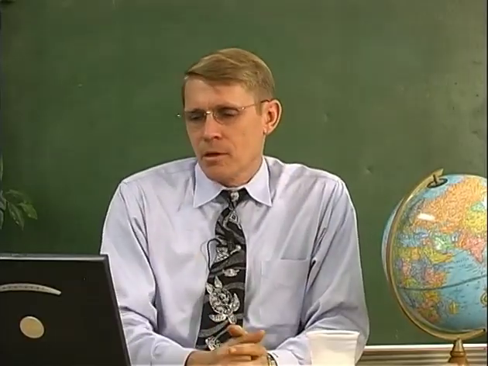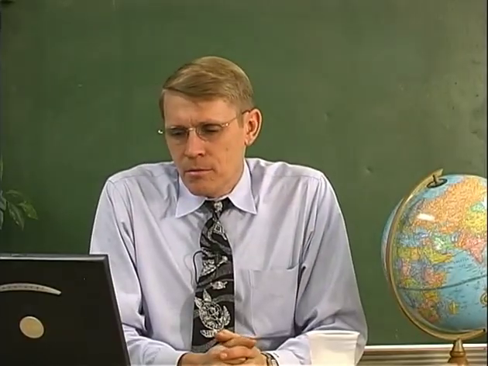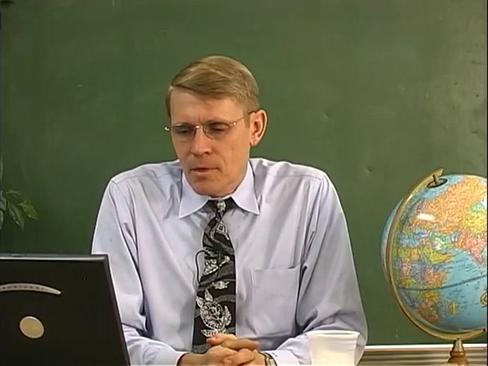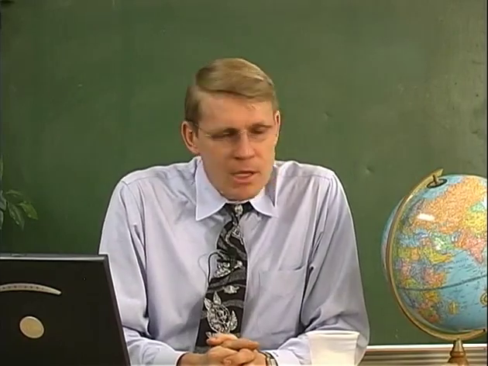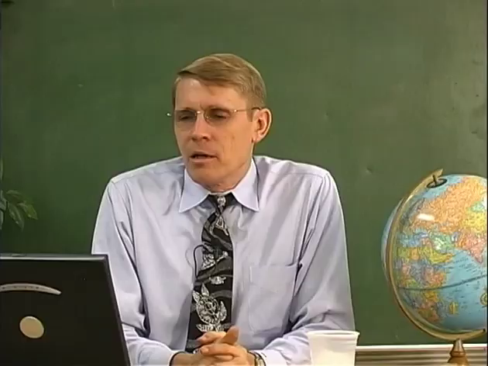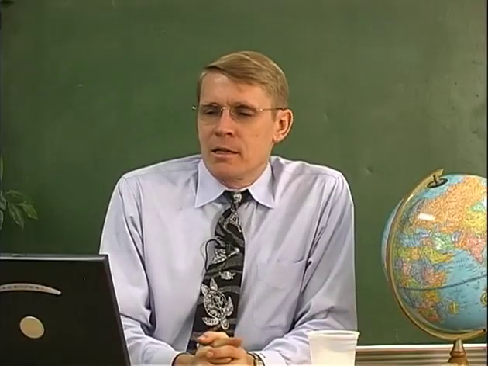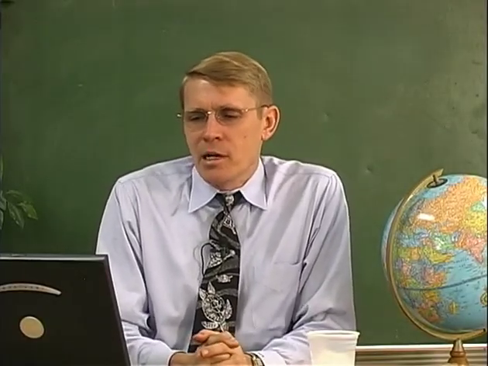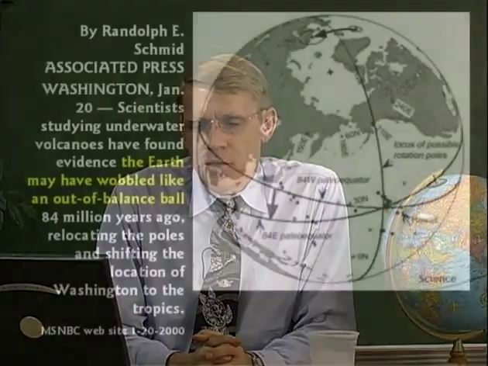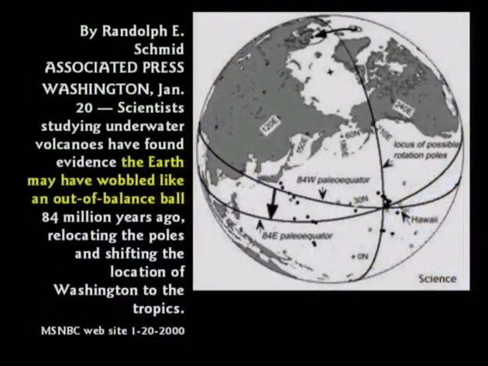From the article here on the website, MSNBC, by Randolph Schmid, Associated Press, he said, scientists studying underwater volcanoes have found evidence the Earth may have wobbled like an out-of-balance ball 84 million years ago, relocating the poles and shifting the location of Washington to the tropics.